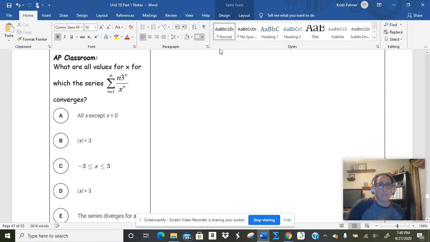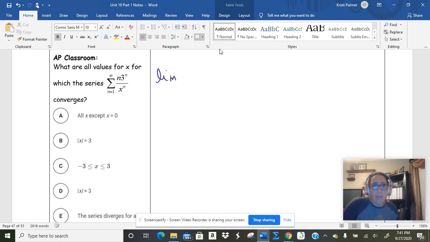Okay, so let's look at this one. This one's different. What's different is we have the x's and the n's, which we will get to a lot in this next part, but this is kind of looking ahead, but something we can do. So it's a hodgepodge. What do you think to do? Ratio test. Well, let's go ahead and do that.